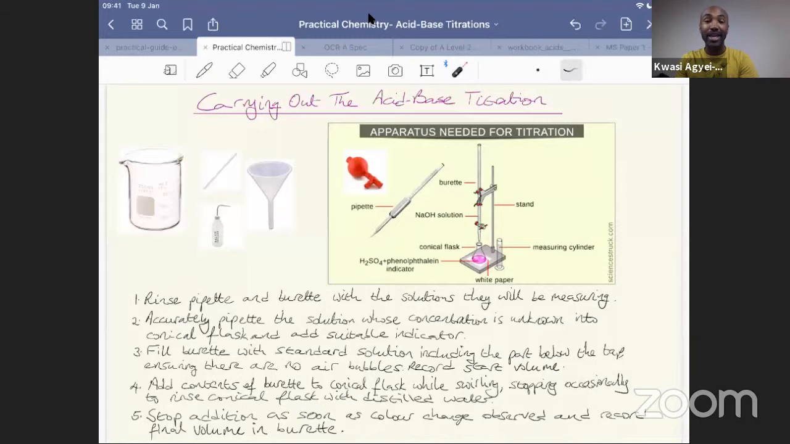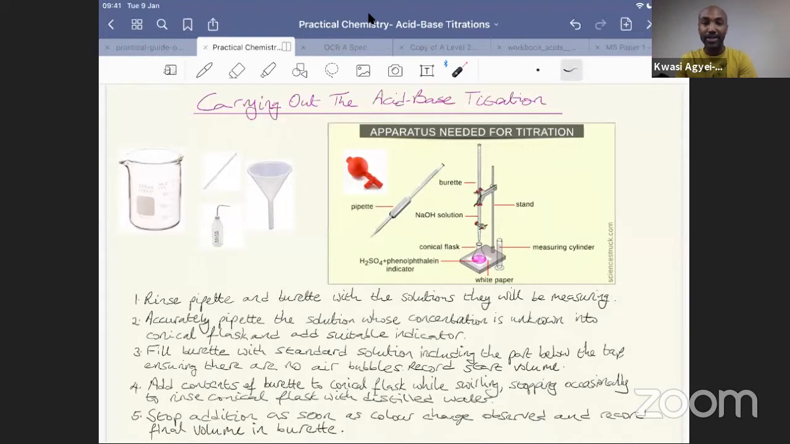The reason being, if there is an air bubble and you start to add your solution to your conical flask, whatever volume reading you take will not have factored in the fact that you had actually got some air in your burette. And so what you've added is actually less than what you think you have. So it is very important that you get rid of any air bubbles.